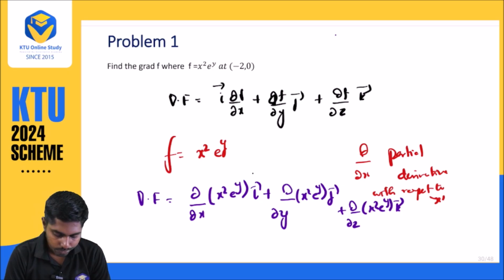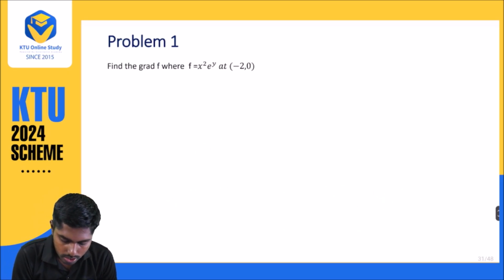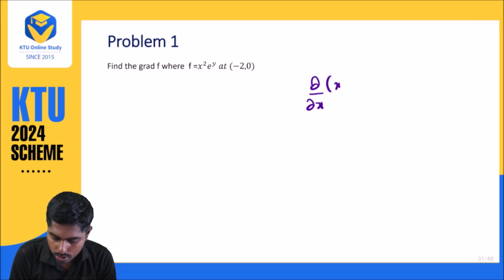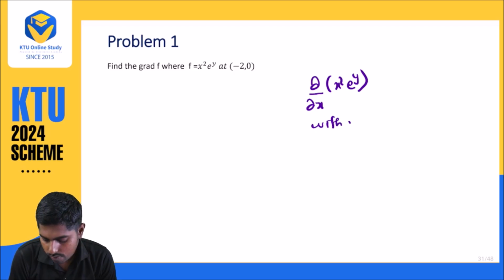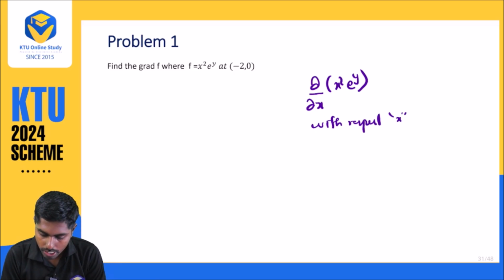So now, when you are taking the partial derivative with respect to x, I am taking x. When I am taking it with respect to x, what will happen?